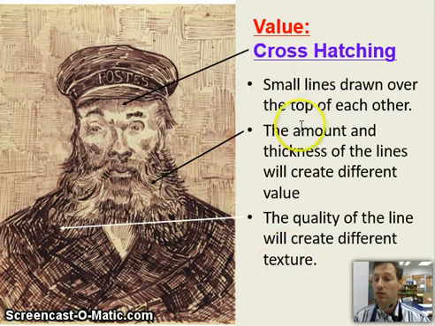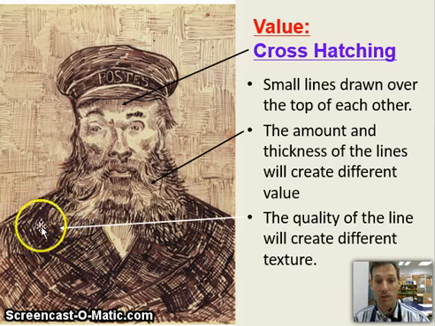Now, when you're crosshatching, the amount and thickness of the lines will also create different values. If you therefore make thicker, wider lines, they will provide a darker value. Also, if you crisscross them over more times, they will also provide a darker value.